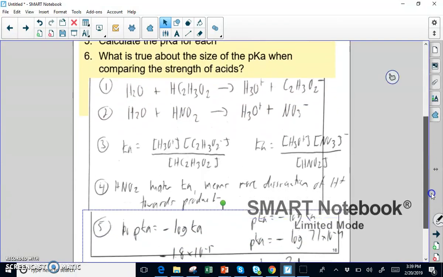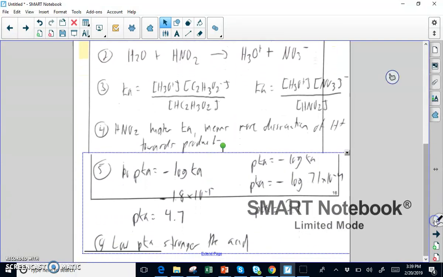Question 5 asks you to calculate the pKa, and you need a calculator for this. So pKa is equal to the negative log of the Ka. So you get your calculator out, you press log, the regular log, not ln, and then you enter the Ka. And you're going to get a number. So log of 1.8 times 10 to the -5, you get a number. And then it's a negative log of the Ka, so you're going to make it positive. So if you did that on your calculator, you got 4.7.